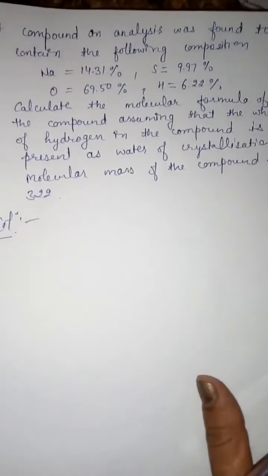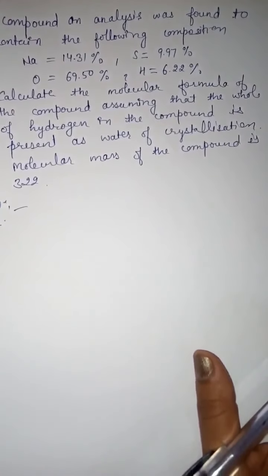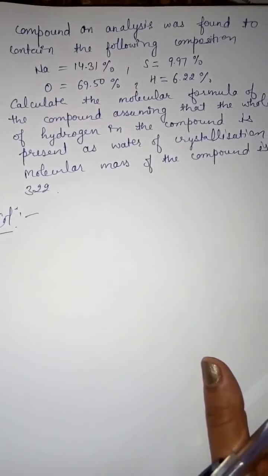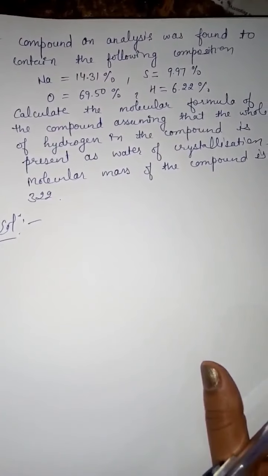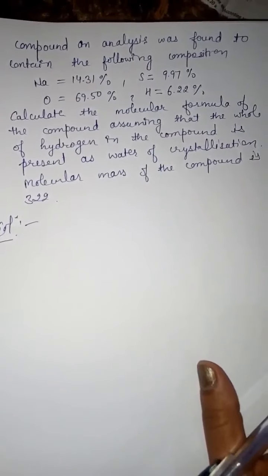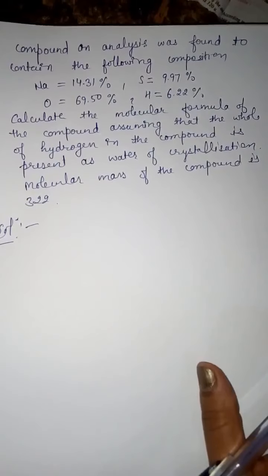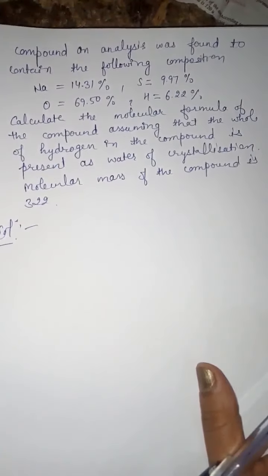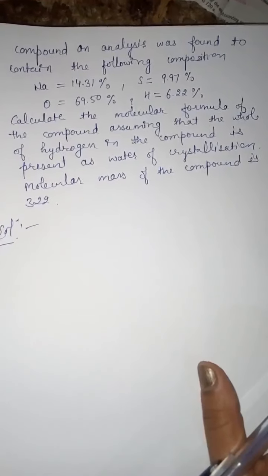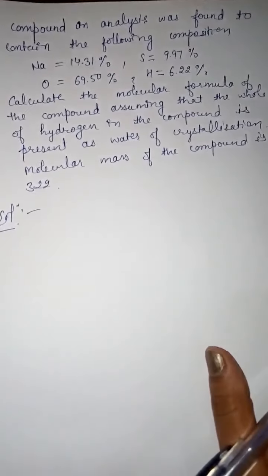Now we will do a numerical, in which we will find out the empirical formula from the given data as well as the molecular formula. The question is: a compound on analysis was found to contain the following composition: sodium 14.31%, sulfur 9.97%, oxygen 69.50%, hydrogen 6.22%. Calculate the molecular formula of the compound, assuming that the whole of hydrogen in the compound is present as water of crystallization.